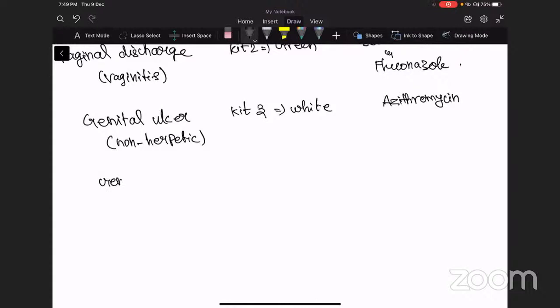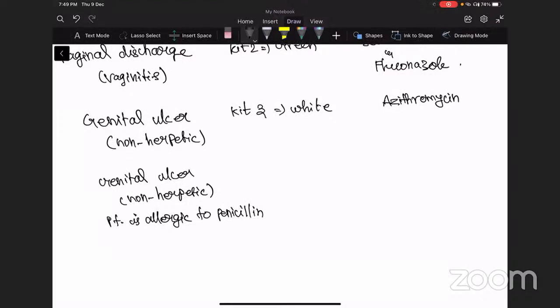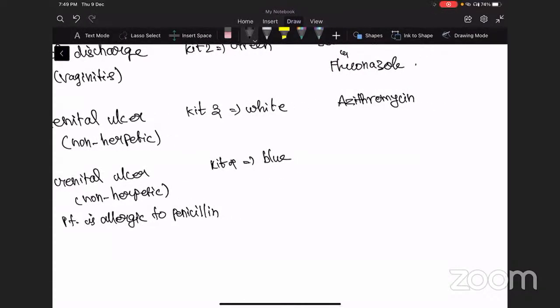if there is a genital ulcer, it is non-herpetic but the patient is allergic to penicillin, then we give kit 4, blue in color, and it includes doxycycline.